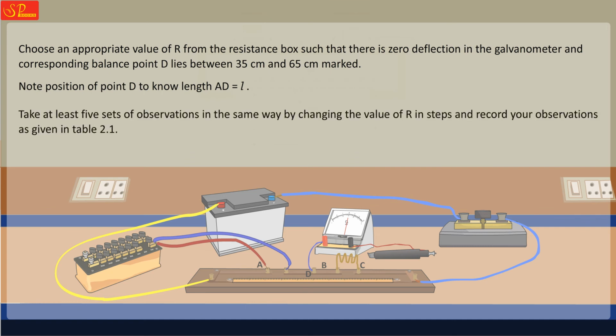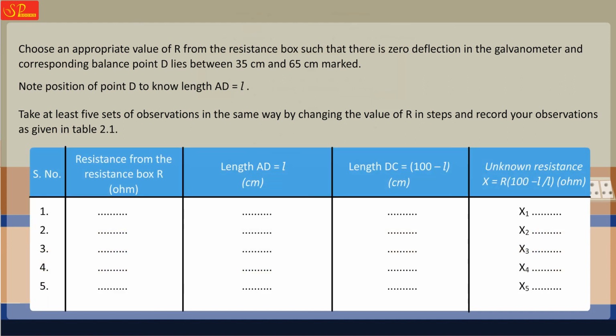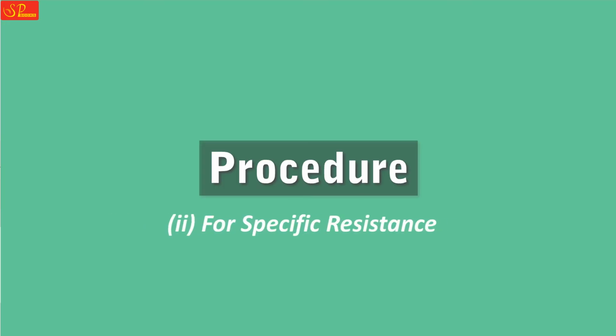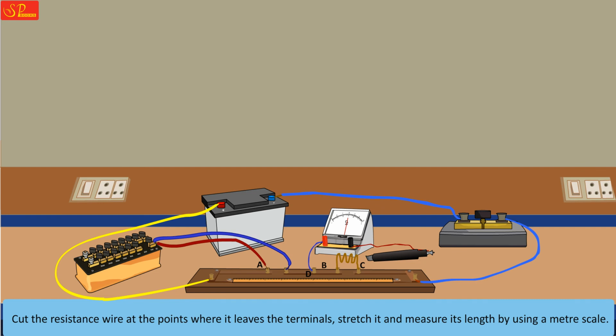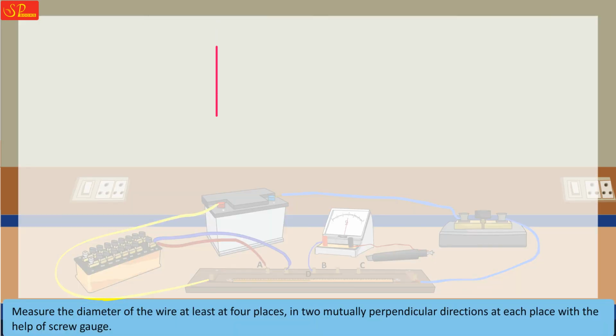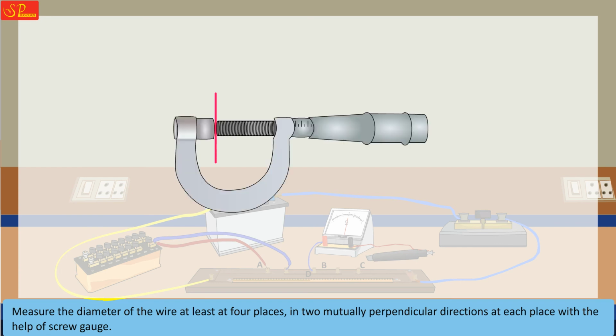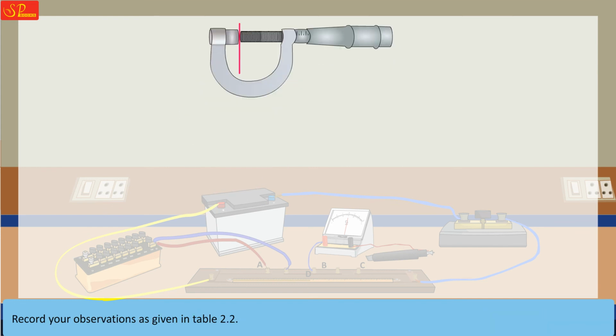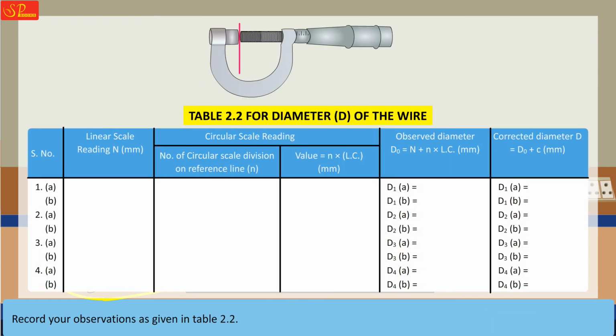Take at least 5 sets of observations in the same way by changing the value of R in steps and record your observations as given in table 2.1. For specific resistance, cut the resistance wire at the points where it leaves the terminals, stretch it and measure its length using a meter scale. Measure the diameter of the wire at least at 4 places in 2 mutually perpendicular directions at each place with the help of a screw gauge. Record your observations as given in table 2.2.